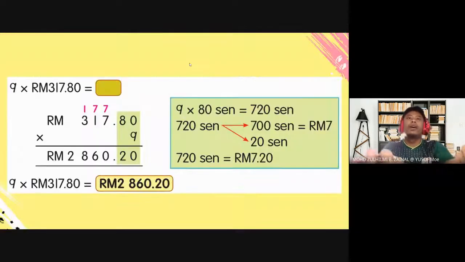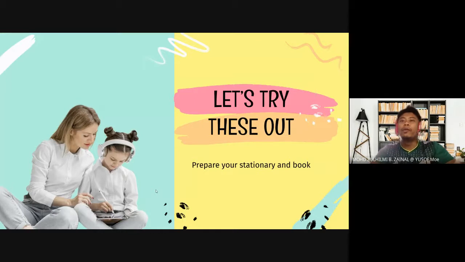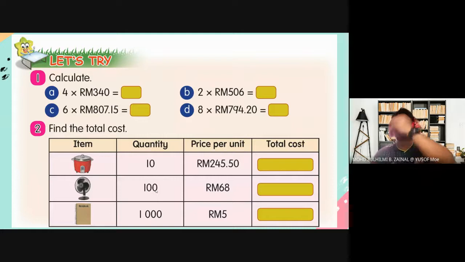Okay. If you compare with the answer here, sama. Same. Okay. So your answer should be same. You still have, tak ada masa dah ni. Tak apa. Okay, let's try this out. Prepare your stationeries. Stationery ya. Okay, then book and your book. Boleh guna MT1, M1, M2. Kalau tak ada, guna exercise book mana-mana pun boleh.